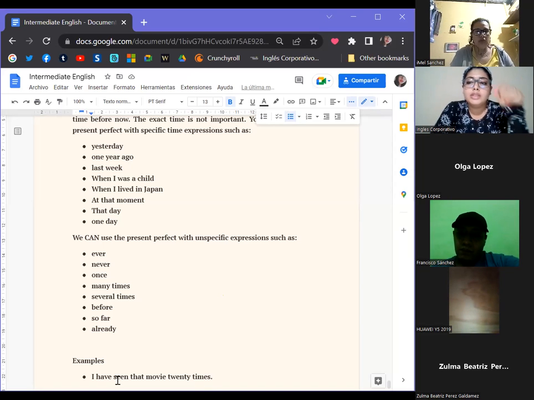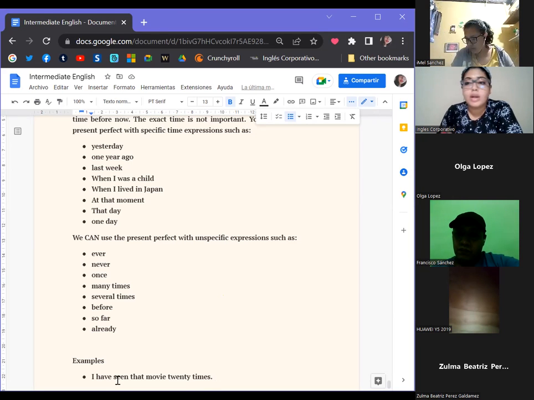En esa oración tenemos, ¿verdad? La misma estructura, solo que aquí estamos agregando números, pero no estamos diciendo cuándo. Estoy diciendo cuántas veces la vi, pero no estoy diciendo cuándo la vi. No estoy diciendo, I have seen that movie yesterday. That is incorrect. Or maybe I have seen that movie 20 times in the last 10 years. Because in that case, it is not possible to use that kind of expressions.